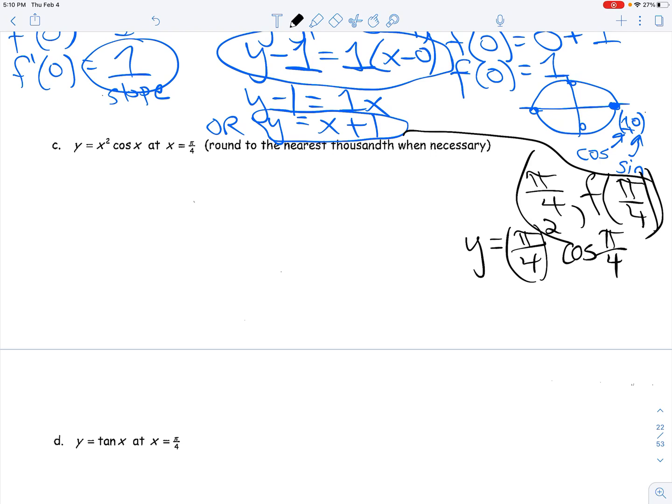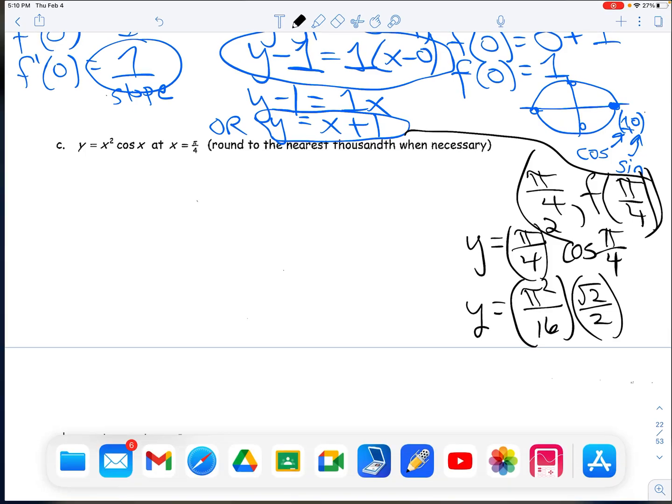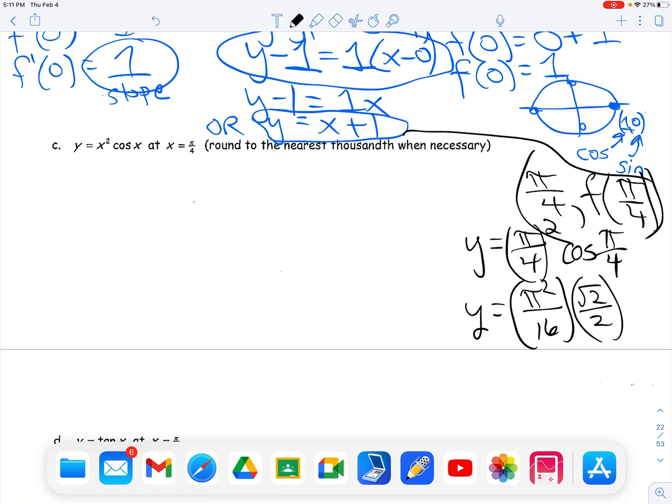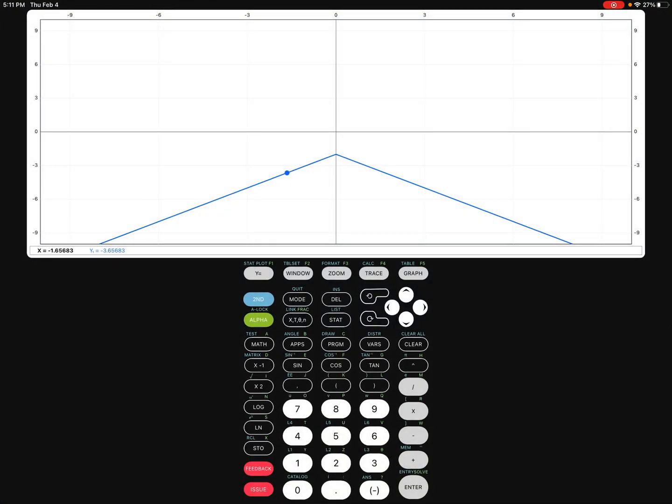Cosine of pi over 4 radians, 45 degrees. If you need to go back to the table, go ahead and do so. But that's radical 2 over 2 times pi squared over 16, which is going to be your y value. Here I would say this is a nearest thousandth deal. Take pi squared times radical 2 over 32.